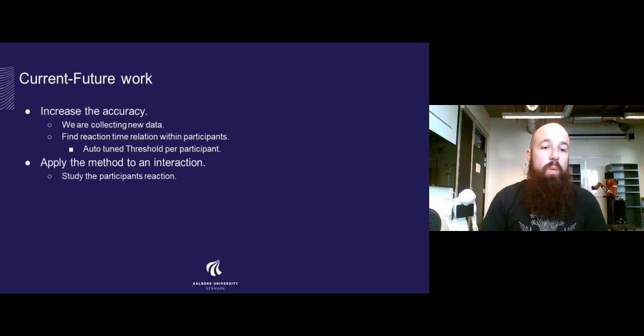Also, we want to start as soon as possible applying this method to an interaction, so the robot can take the initiative and pick the object before the participant signals it. And then make HRI studies and see how people react to this algorithm, because we don't know yet if the participants are going to feel unsafe or strange. It's something that we will start studying as soon as possible.